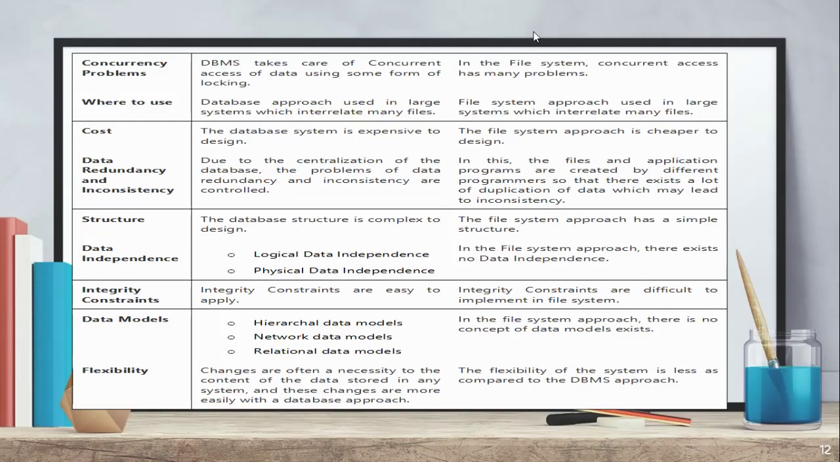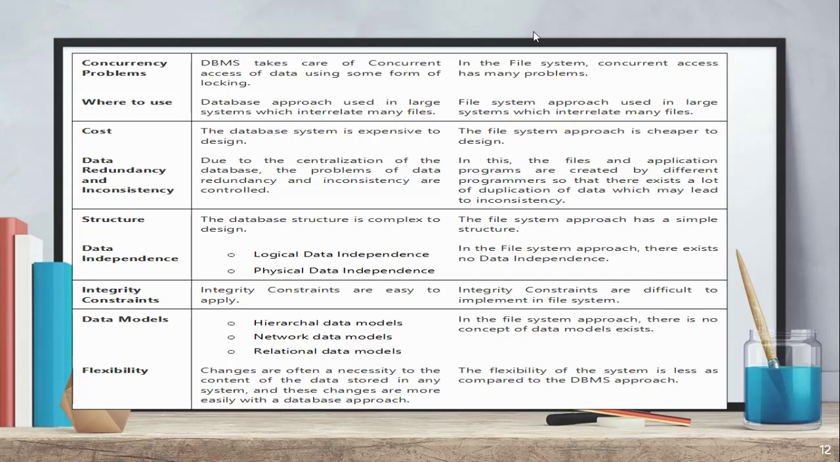Concurrency problems. The DBMS takes care of concurrent access of the data using some form of locking. In the file system, concurrent access has many problems. Where to use? The database approach is usually used in large systems which interrelate many files. The file system approach is usually used in small systems. Cost. The database system is expensive to design. The file system approach is cheaper to design.